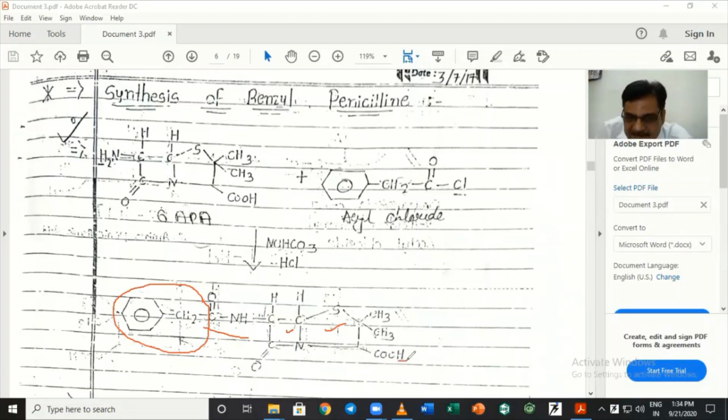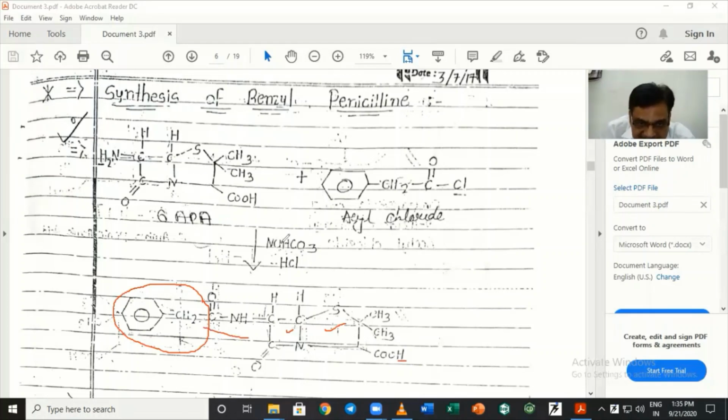Here H is replaced by sodium or potassium salt. When potassium hydroxide is added, potassium penicillin is obtained. This penicillin drug is effective on gram positive bacteria. So this is done with the help of acid chloride and 6-amino penicillanic acid.